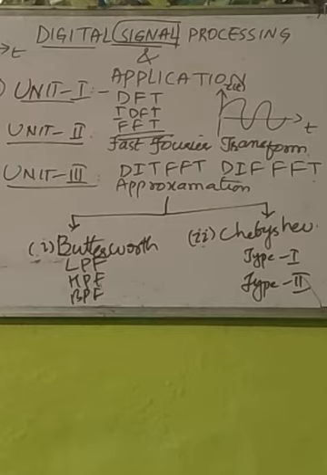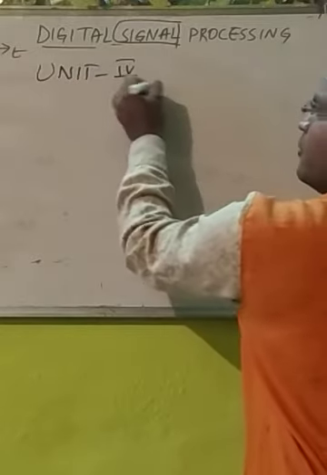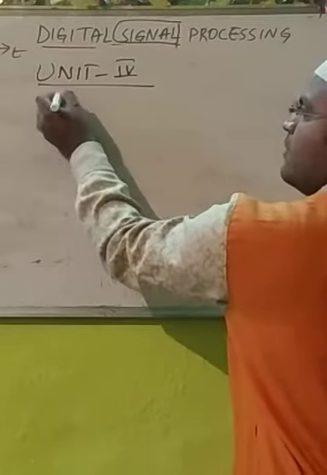So now let's move to the unit 4. What is the introduction part of unit 4 we do have, and what are the things we are going to learn in the unit 4? Let us see. So now students, in that unit 4 we are going to learn about the main concept. What we do have in unit 4 is the windowing technique.